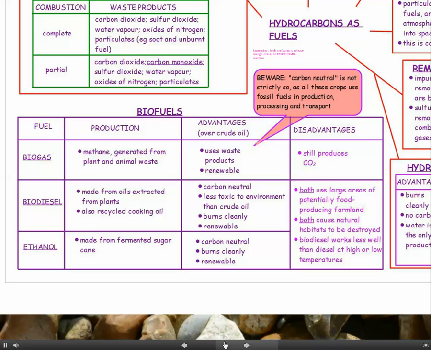Ethanol is made from fermented sugarcane, and that also is carbon neutral because it comes from plant material. It also burns cleanly and it's also renewable.